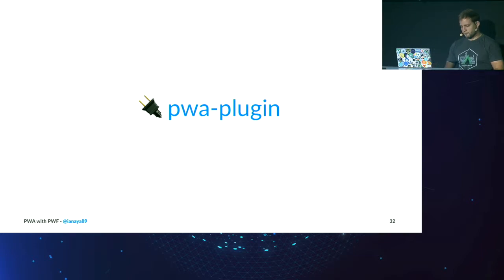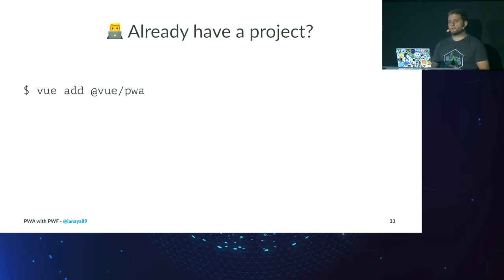It's pretty clean. And if you already have a project using the Vue CLI 3, you can integrate the PWA plugin to your existing application. So you don't need to create a new one and migrate all the code. You just run this command, vue add, and it will take care to create the boilerplate that you need for the PWA.